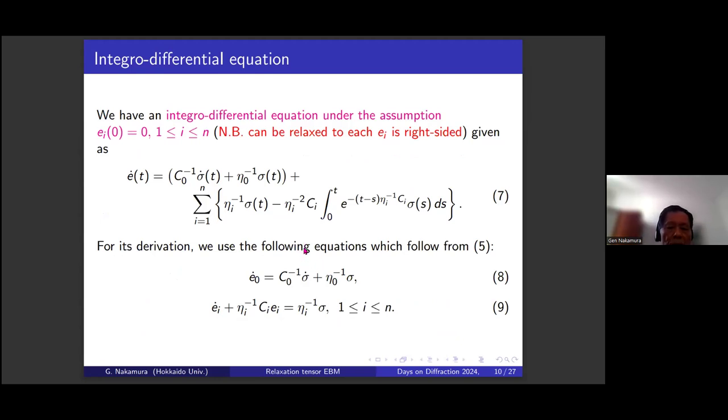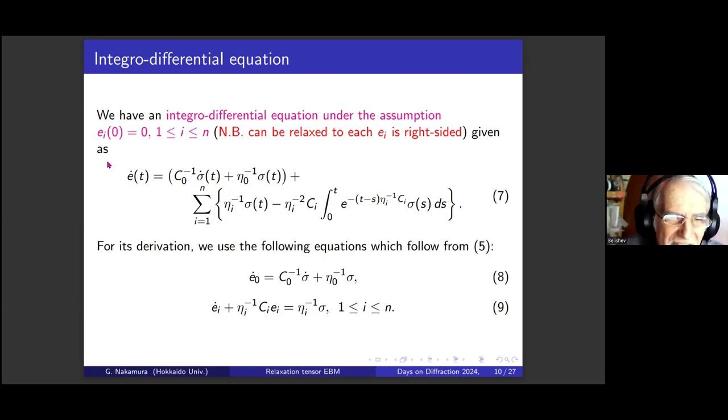We also have another kind of constitutive equation. It's given in the following way. E dot can be expressed in terms of the sigma, okay? If we assume this kind of a condition.